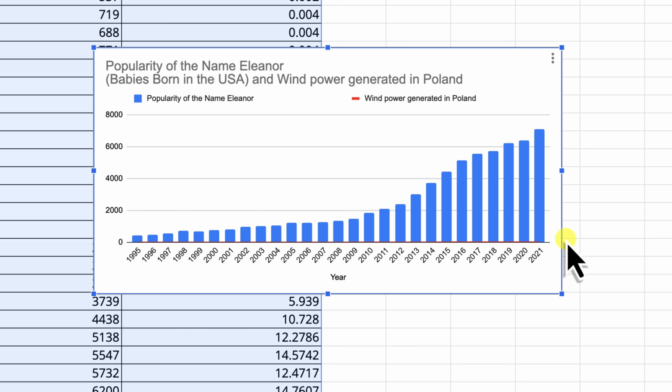The next step here is absolutely crucial, especially for data series with vastly different scales, like our thousands of Eleanors versus the initially small wind power figures. If they share an axis, the wind power might look a bit flat. We fix this by assigning one series to a secondary axis.